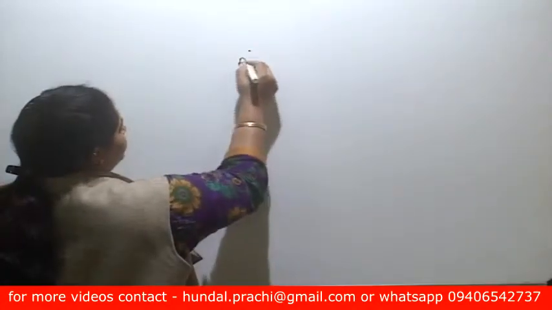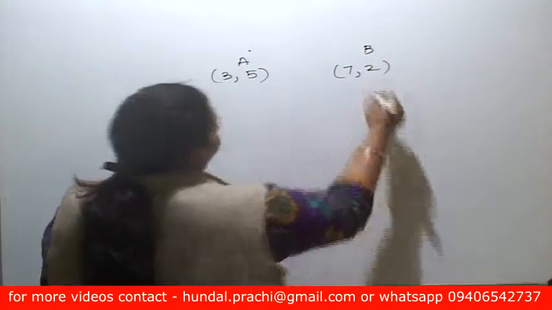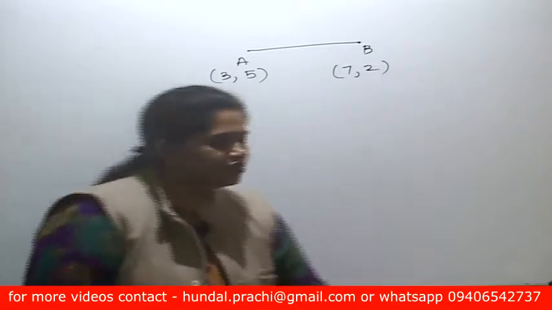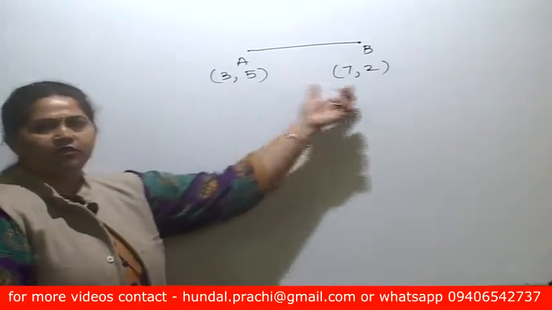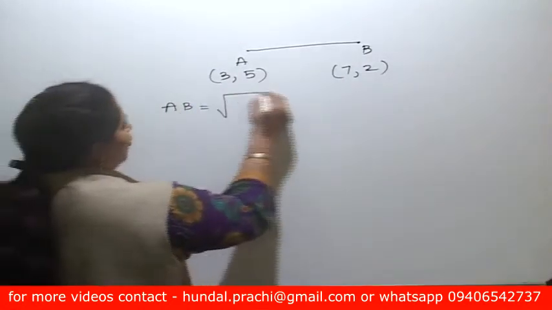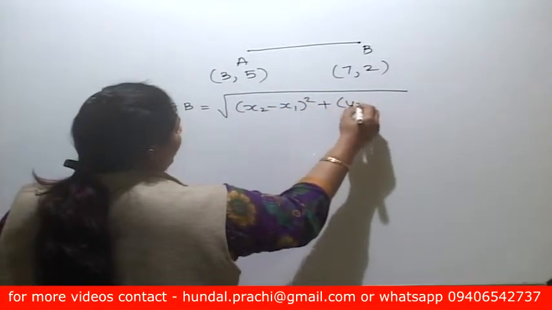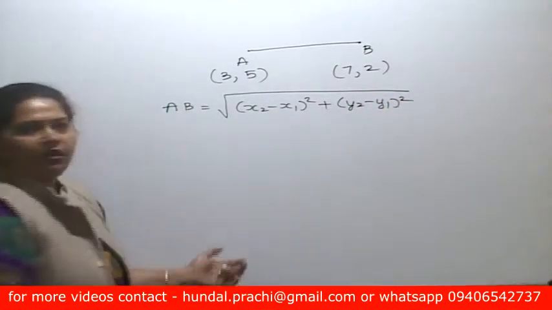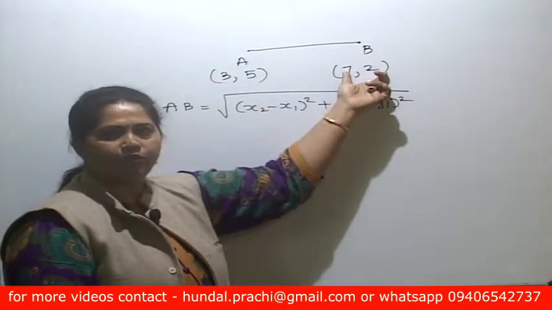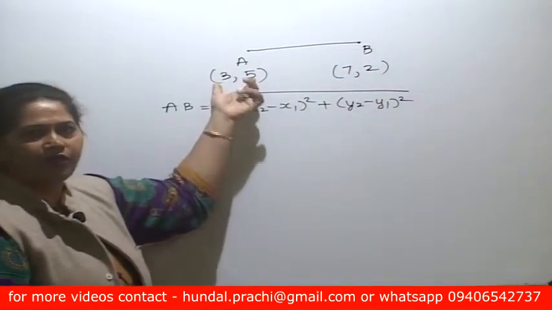Suppose there are 2 points, A is (3, 5) and B is (7, 2), and you have to find distance between A and B. I just told you the formula that whenever you have to find out distance between 2 points A and B, what you do is you take square root of (x2 minus x1) square plus (y2 minus y1) square. Now here it depends, if you want to take this as x1 y1 and this as x2 y2, then also the answer will be same, and if you take it the other way around, then also the answer will be same.